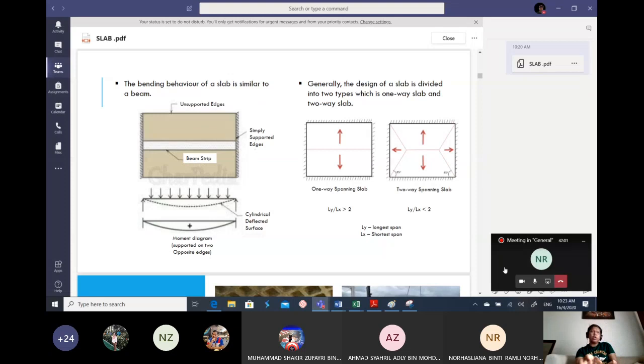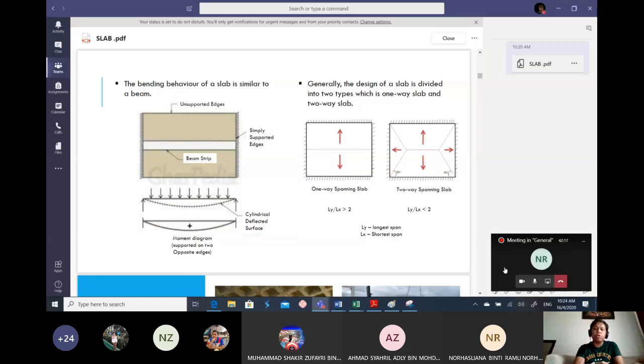Okay, contoh dia, our furniture, ourselves, as a variable action. Kita duduk atas slab, kita berdiri atas slab, machinery semua atas slab dan sebagainya. So you should identify every single element that contributes a load on top of the slab.